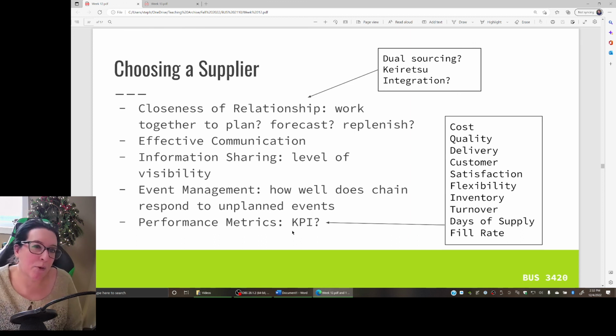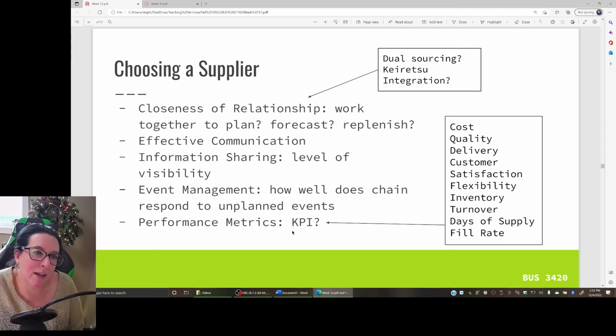And then we can create performance metrics. So we have those key performance indicators, and we can look at what is happening in terms of cost, what is happening in terms of quality, what is happening in terms of timeliness. So what is the lead time between when we order and when it arrives? What's happening in terms of customer satisfaction? How flexible are the members of our supply chain in terms of being able to respond to changes in demand?